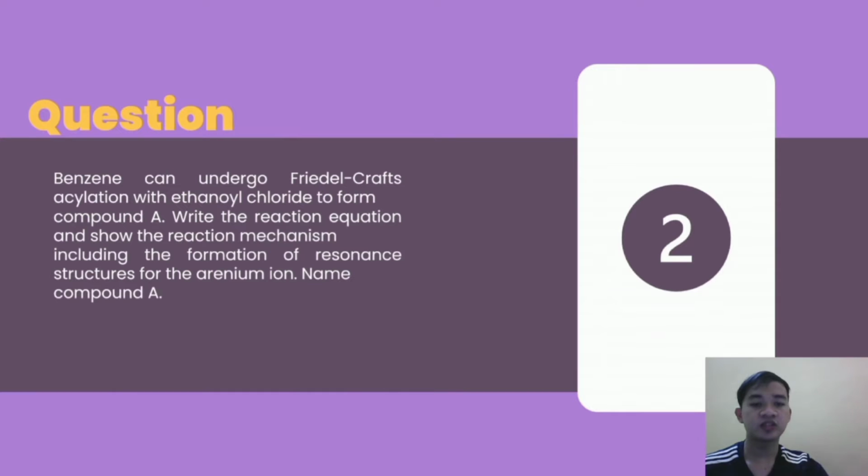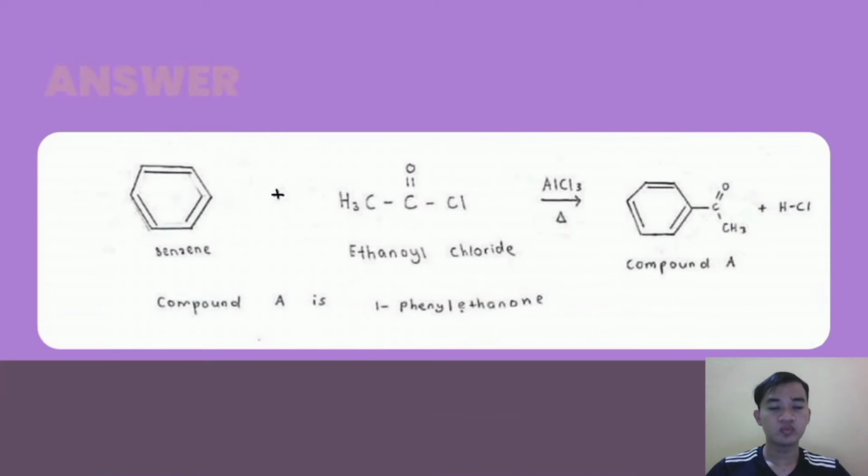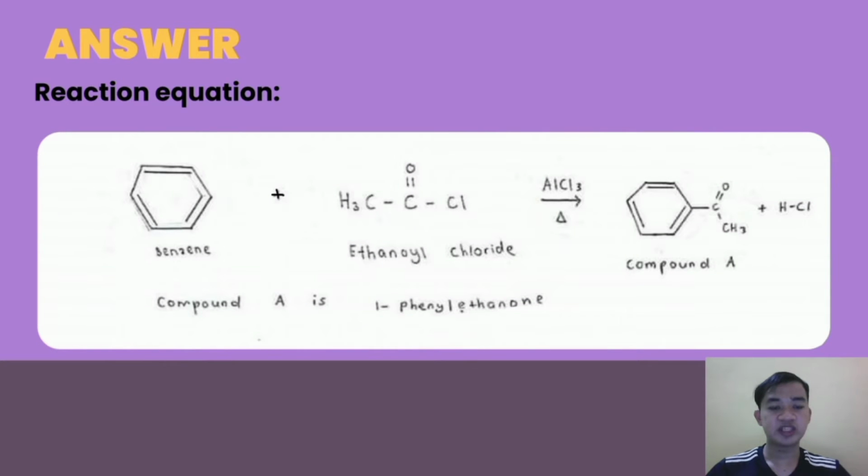Benzene can undergo further Friedel-Crafts acylation with ethanoyl chloride to form compound A. Write the reaction equation and show the reaction mechanism, including the formation of resonance structures for the arenium ion. Name compound A. For the answer, the reaction equation: benzene will react with ethanoyl chloride with the catalyst AlCl3, and we produce compound A, which is 1-phenylethanone.